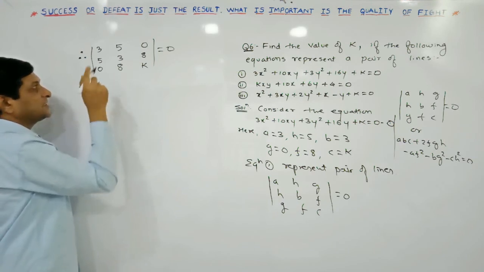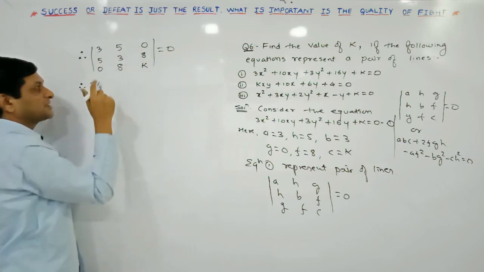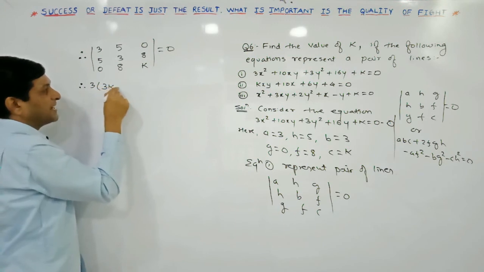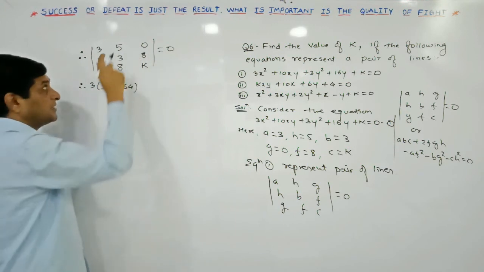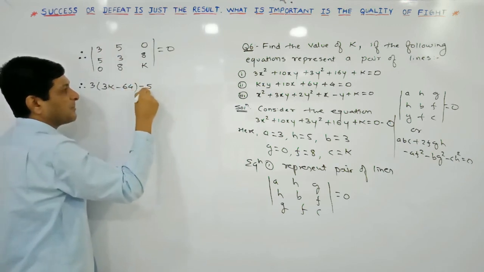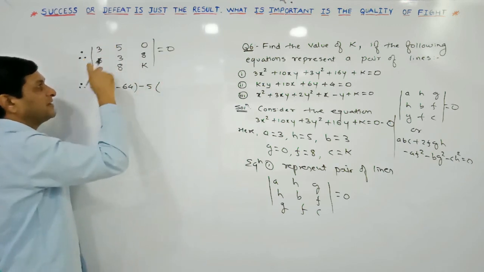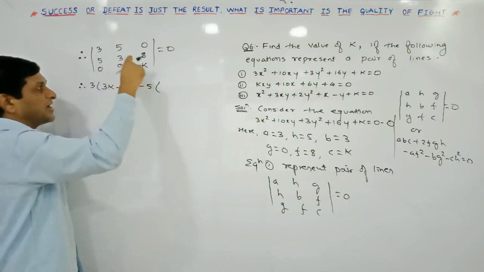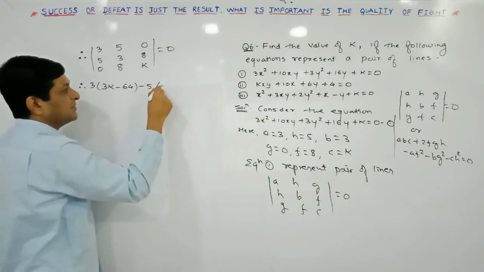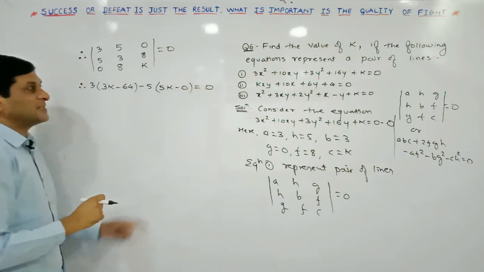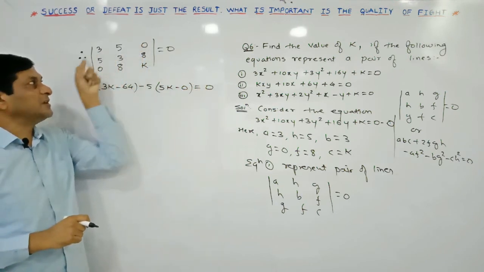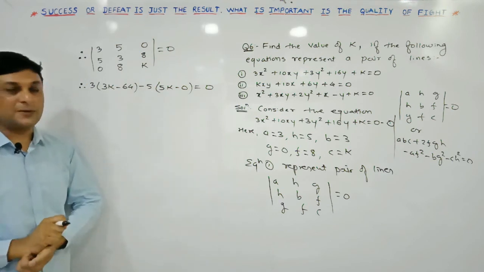3 keep it as it is. Delete this column. 3k minus 64. 3k minus 64 means we are finding the determinant of these 4 elements. If plus 5 is there, then we are taking here minus 5. Delete this column. Find the determinant of these 4 elements. 5k minus 0 will be equal to 5k. On this side 0 keep it as it is, because the third term is 0 and 0 into any number will be equal to 0.